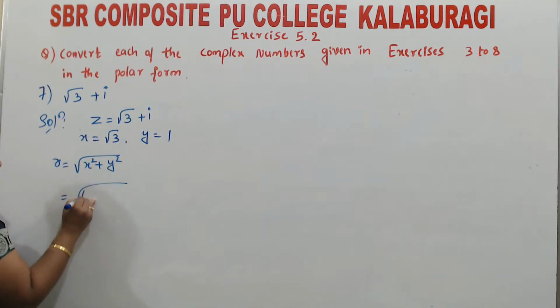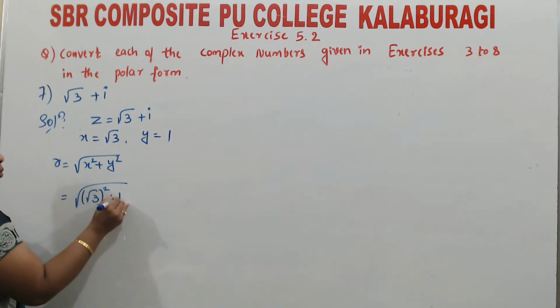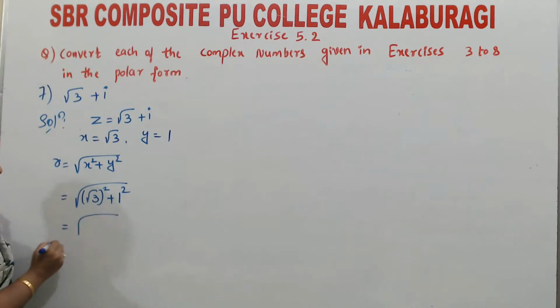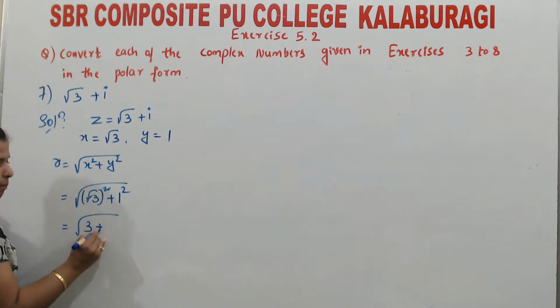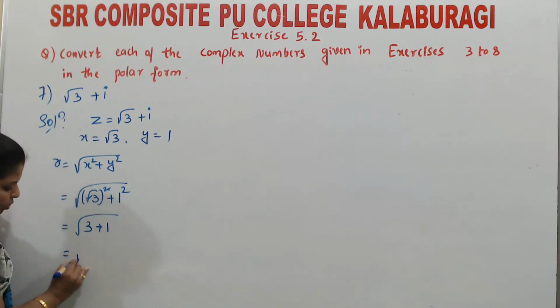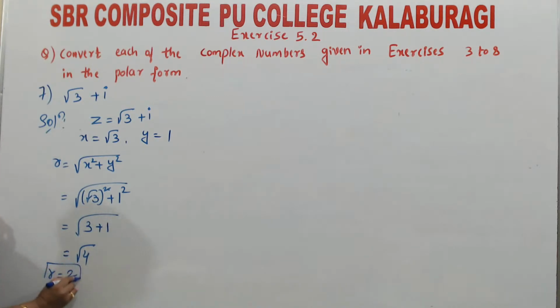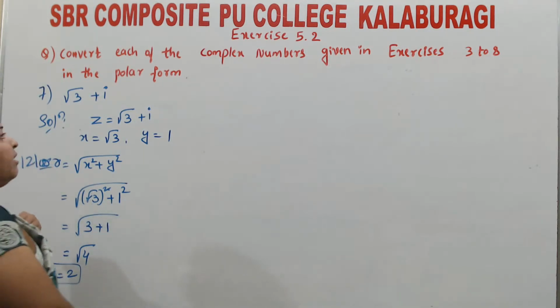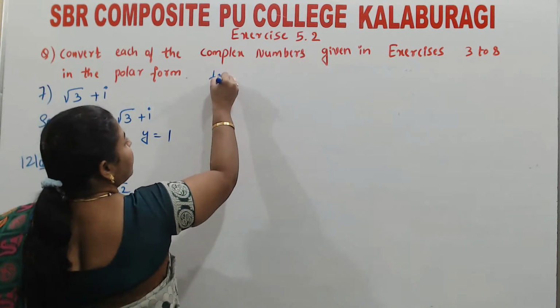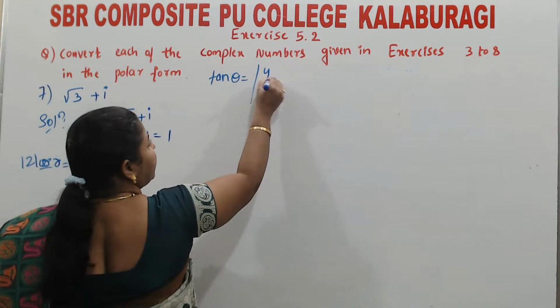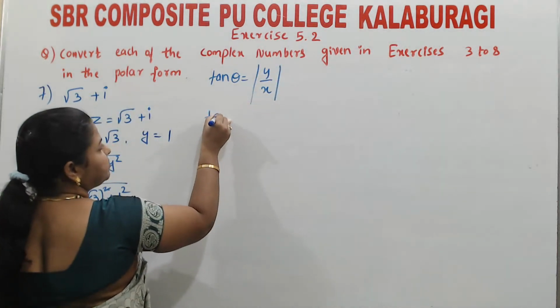Which is equal to square root of x square, which is root 3 whole square, plus y square, which is 1 square, right? Then the square root cancels. Here it remains 3 plus 1 square, whose value is 1. Then which is equal to square root of 4. Therefore r is equal to root 4, value is 2. Therefore modulus of z, or r, is equal to 2. Okay. Then next, for finding theta, here we are using the form tan theta is equal to modulus of y by x, right?